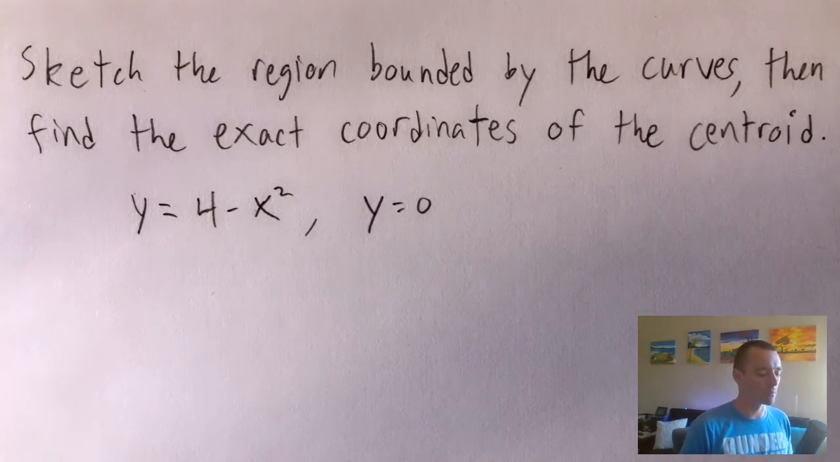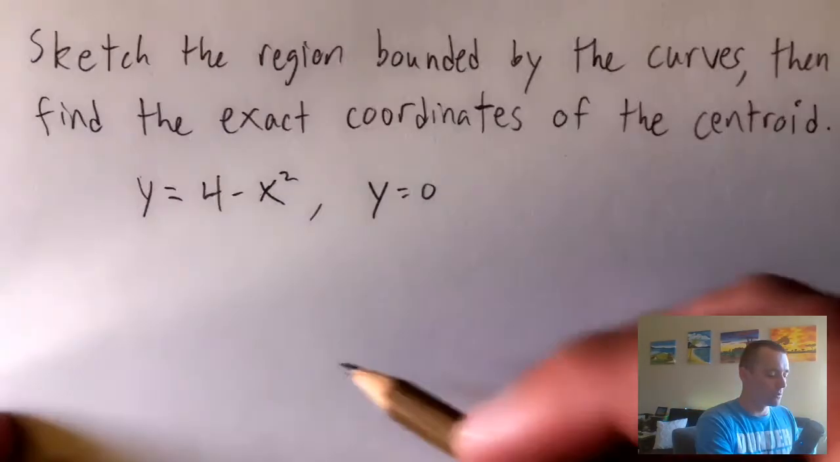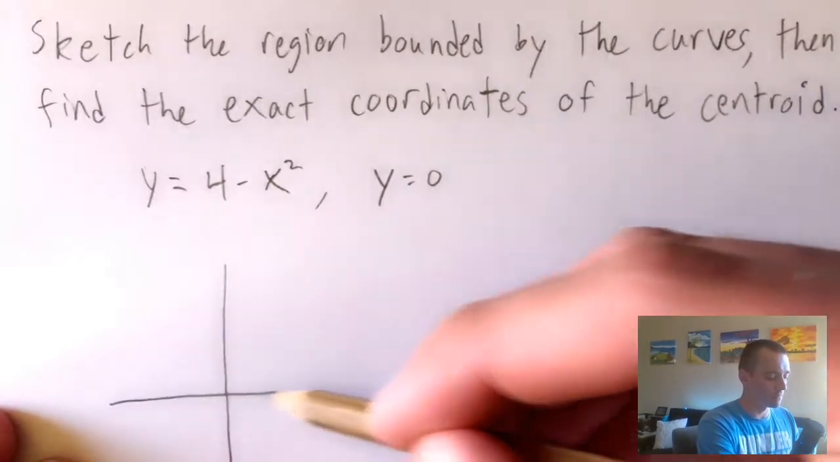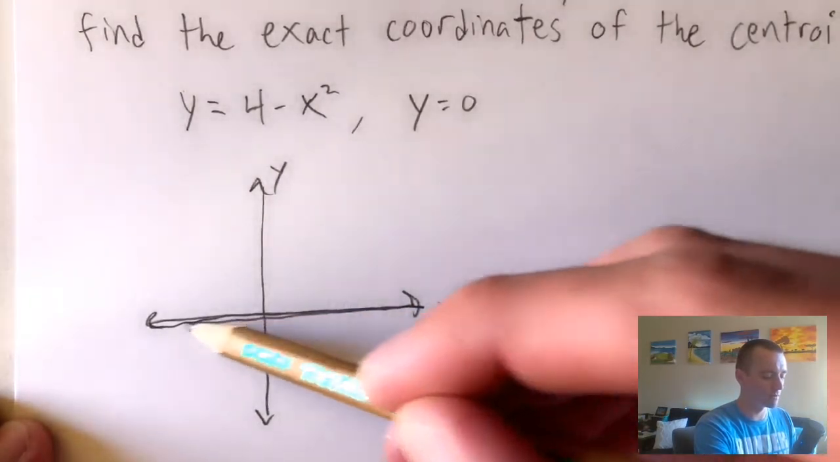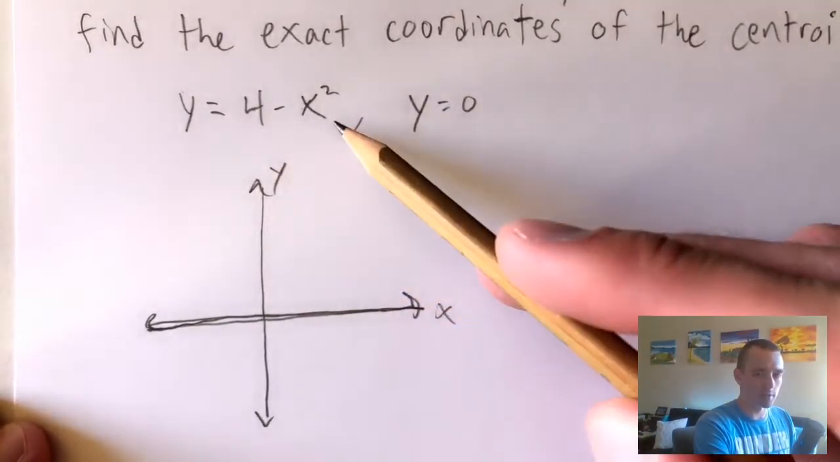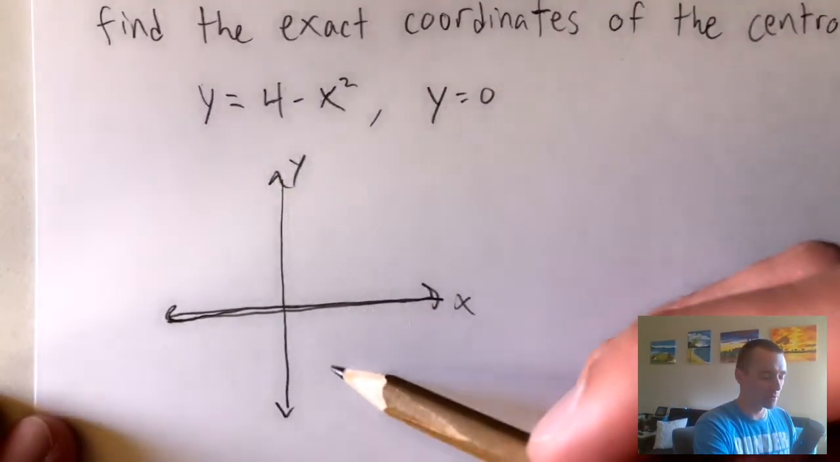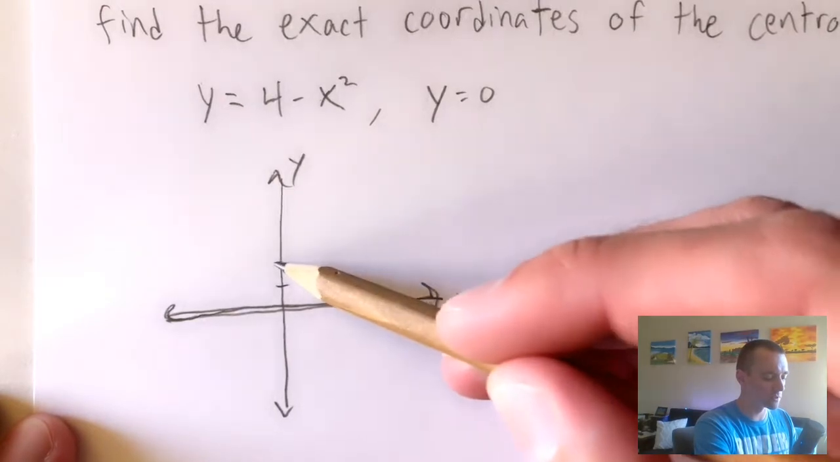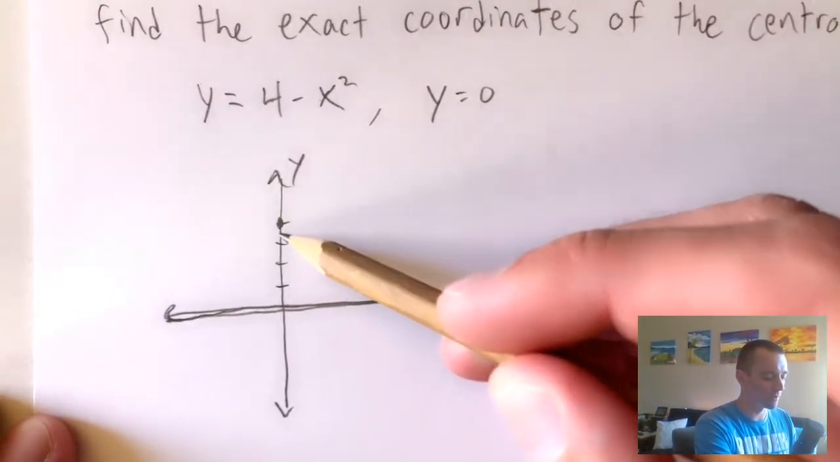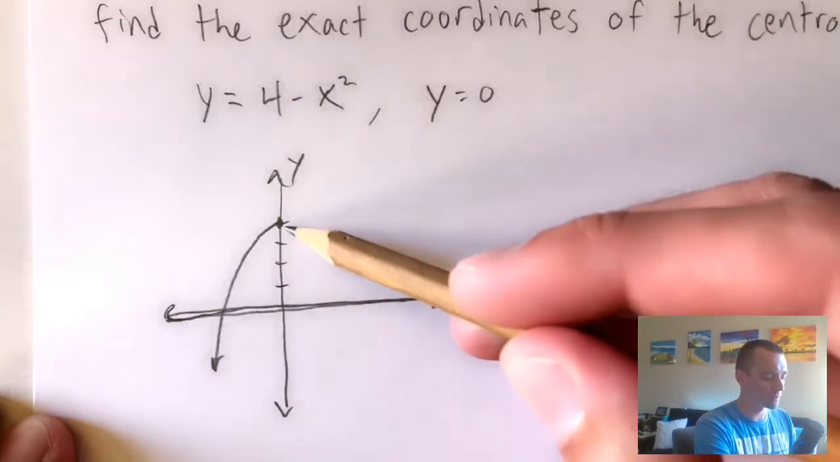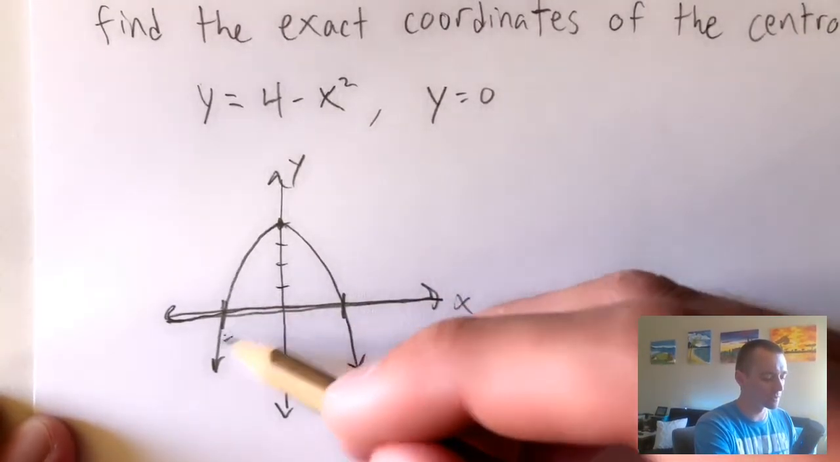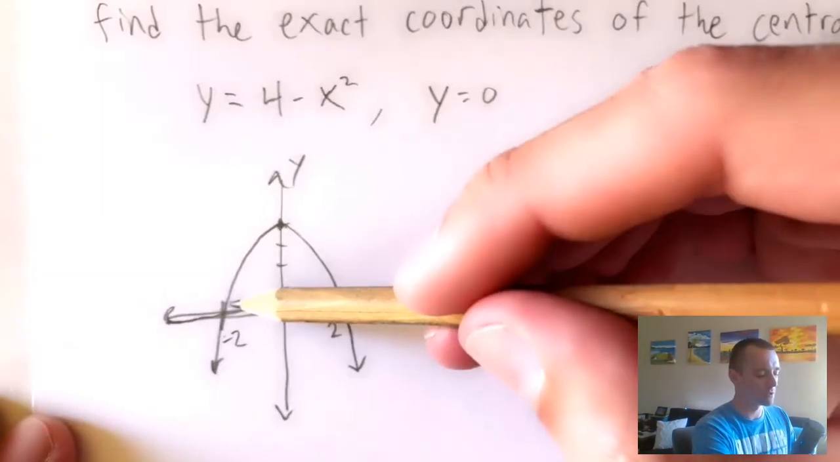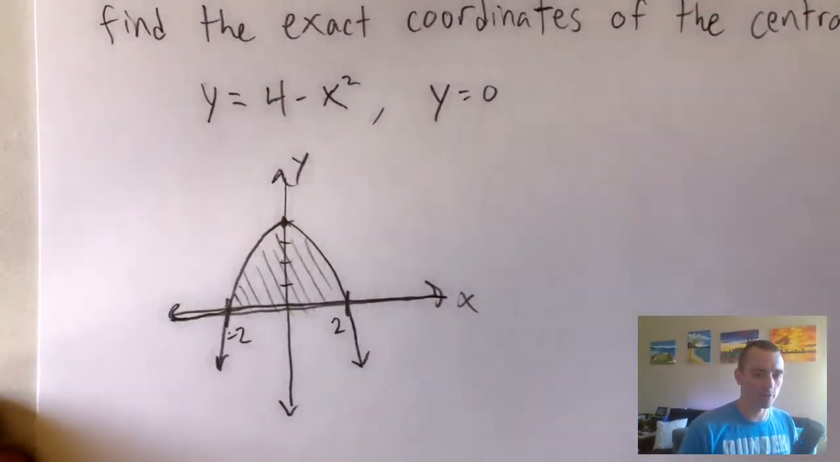But let's go ahead and jump into this problem. Like it says, the first thing we want to do is sketch the region bounded by these curves. So let's start with an xy axis here. This function here, y equals 0, is just going to be this line right here, the x-axis. And y equals 4 minus x squared is going to be a downward facing parabola with its vertex at the point (0, 4). So the vertex will be right there, and then we'll have a parabola basically going like this. It would intersect with this line at x equals -2 and x equals +2. So you can see this region here that we are trying to find the centroid of.